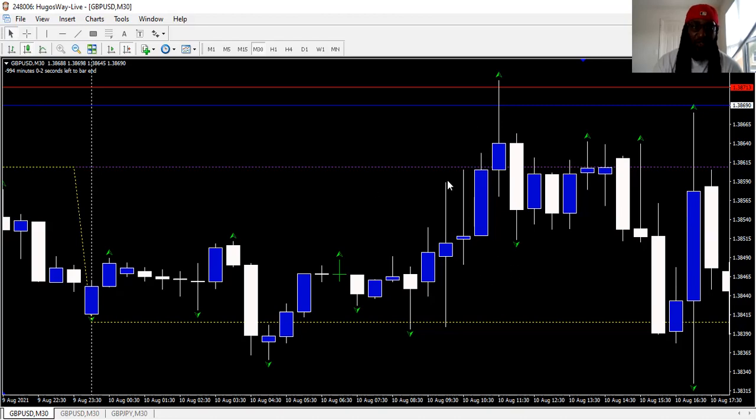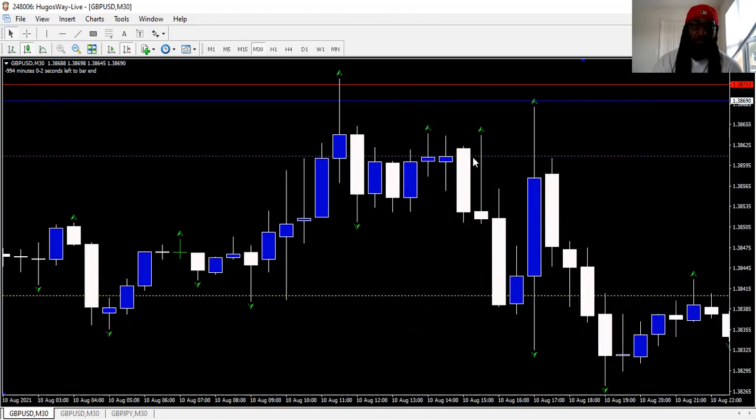And then as you can see, the market was coming up to this weekly low. And as you can see, we're respecting this weekly low. Rejection, rejection, rejection. Look at this, rejection, rejection, rejection.